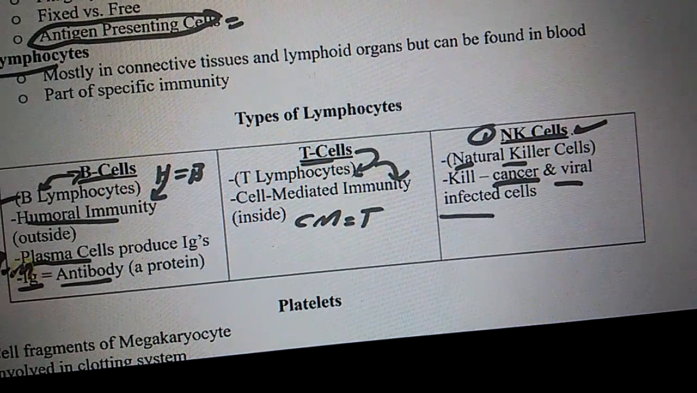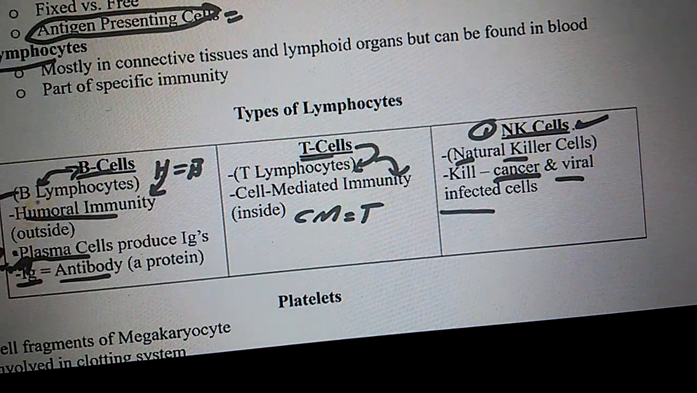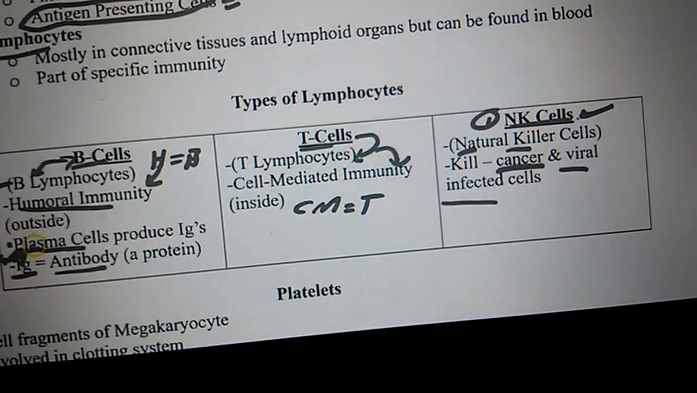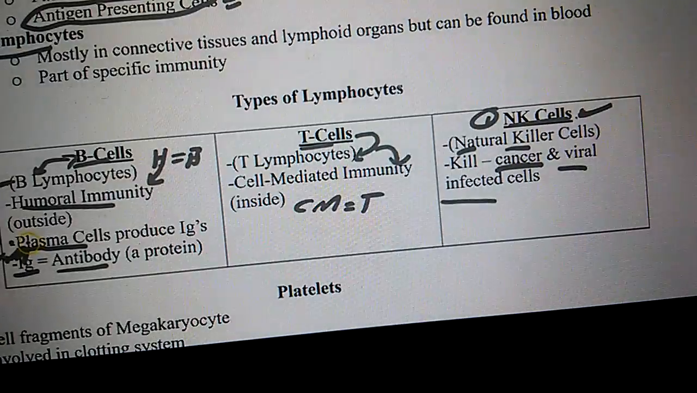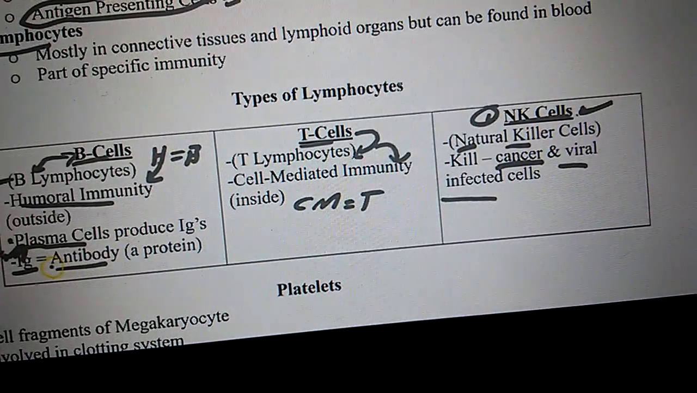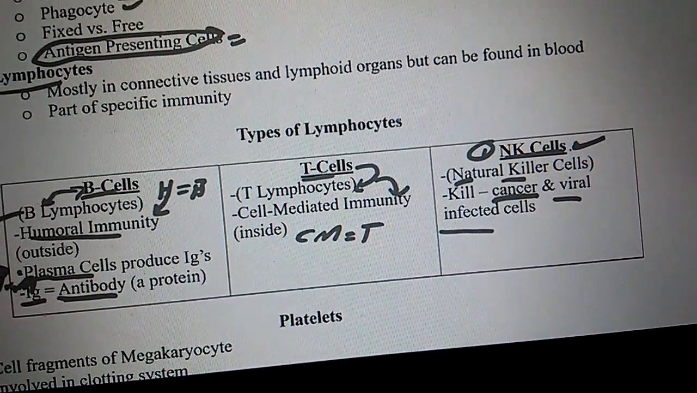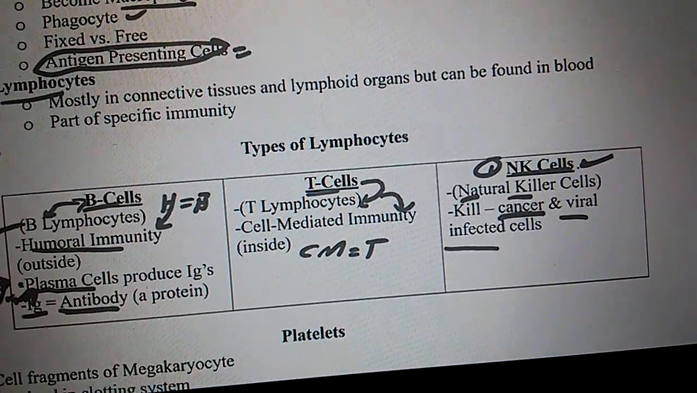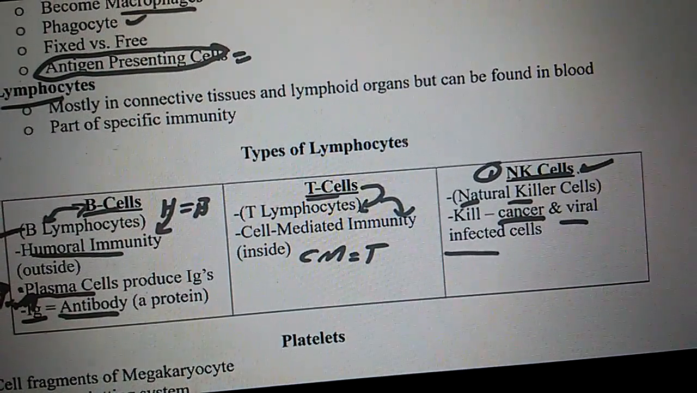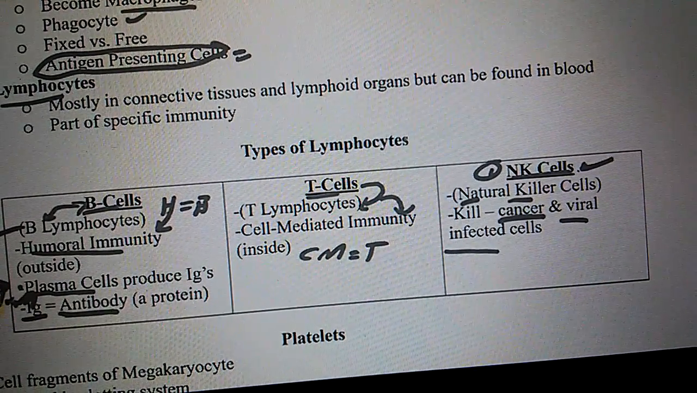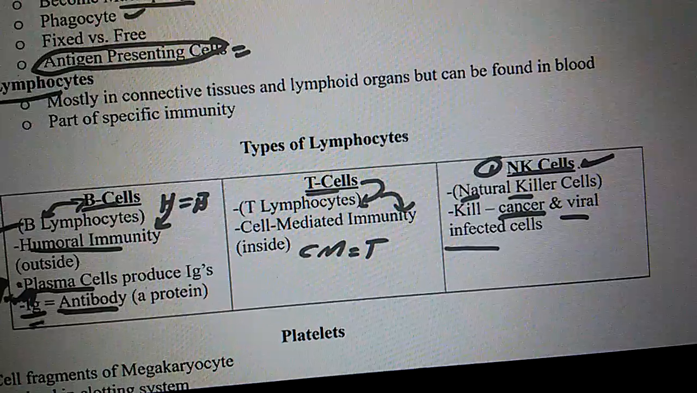Now, B cells become what type of cells? Plasma cells. Plasma cells come from what type of cell? B cells. Plasma cells secrete what? Antibodies. What's another word for antibody? Immunoglobulin. So say immunoglobulin. And how do you write immunoglobulin? IG.